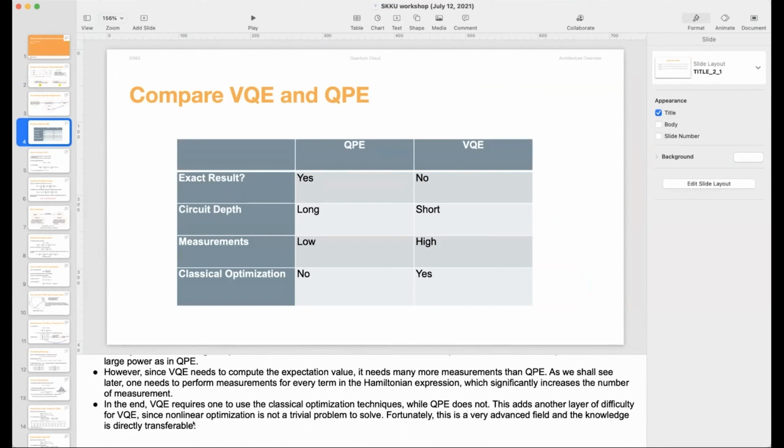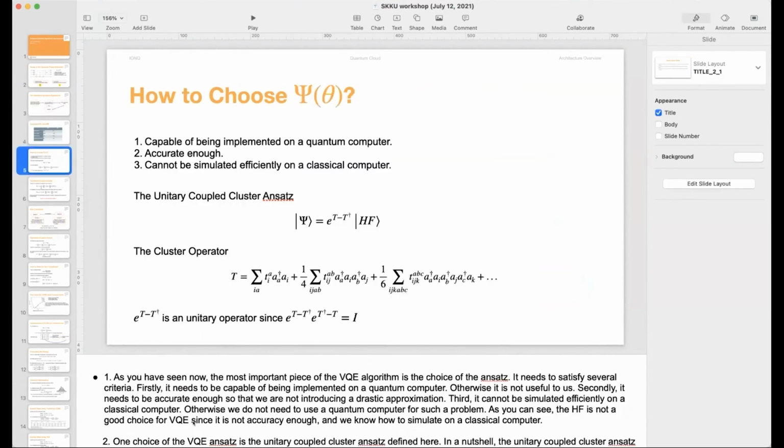This adds another layer of difficulty for VQE, since nonlinear optimization is not a trivial problem to solve. Fortunately, this is a very advanced field, and the knowledge is directly transferable. So as we have seen now, the most important piece of the VQE algorithm is the choice of the ansatz. It needs to satisfy several criteria.